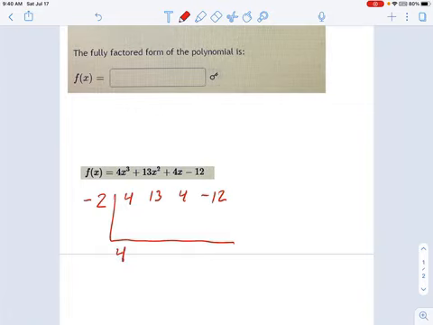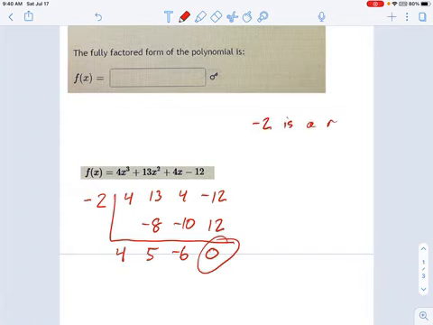So we have 4, negative 2 times that is negative 8. This becomes 5. Then we have negative 10. Then we have negative 6. Then we have 12. Oh, look at this. This is nice. Okay, we've got a remainder equal to 0. That means negative 2 is a root.